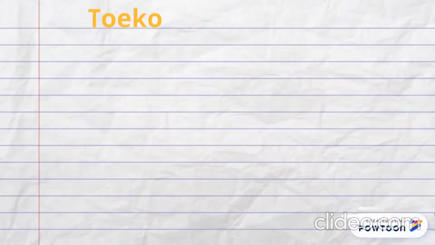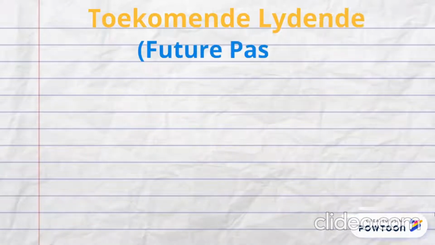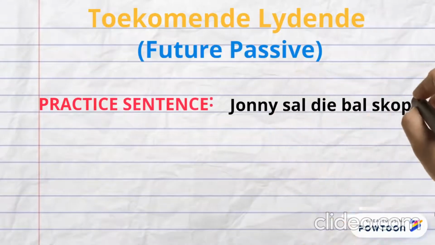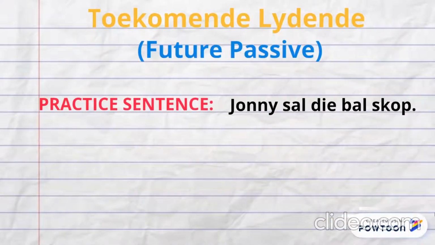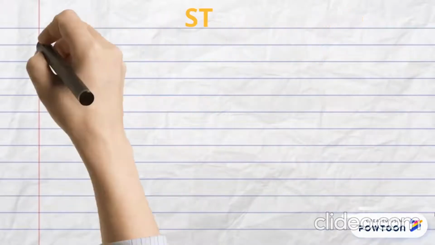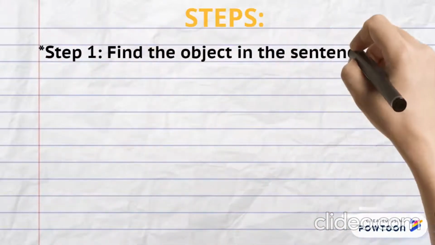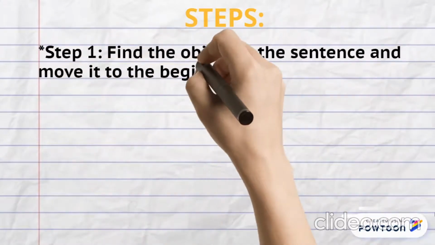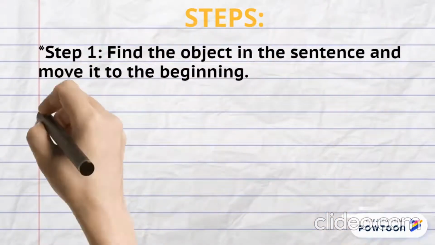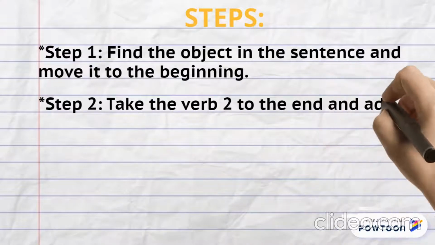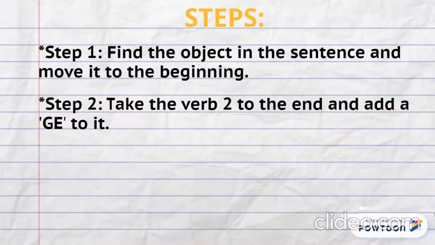The last tense we have left to convert to leidende is the future tense. Future tense takes the same kind of form as the other 2 tenses we've already learned, but there are a few new things we need to do. First things first, for the future tense section, we will be using the sentence Johnny sal die bal skop to practice with. Step 1 is to look for the object in the sentence and move it to the beginning of the sentence. Step 2 is to make sure that your verb is at the end of the sentence and make sure that it's beginning with a ge.